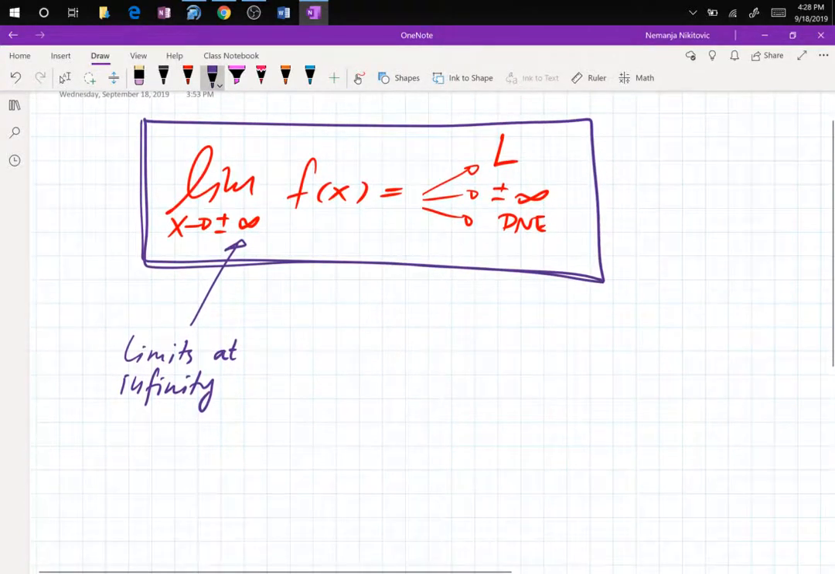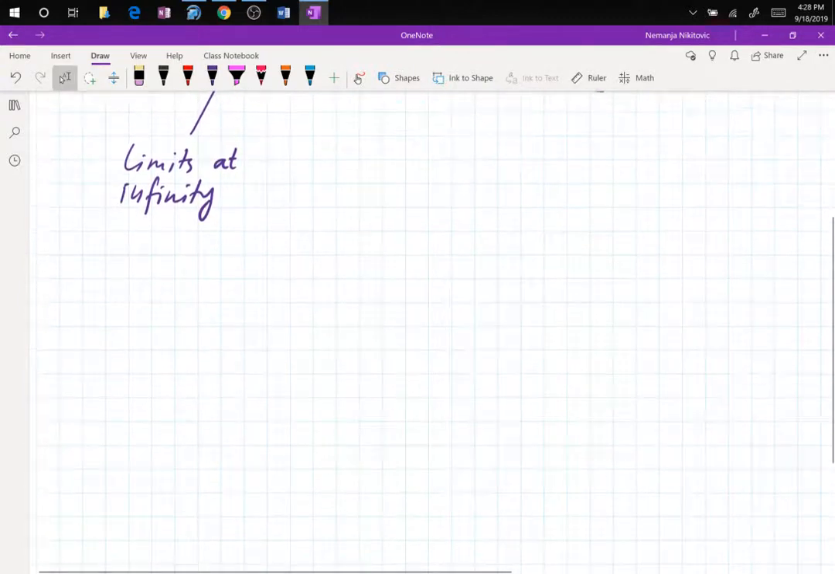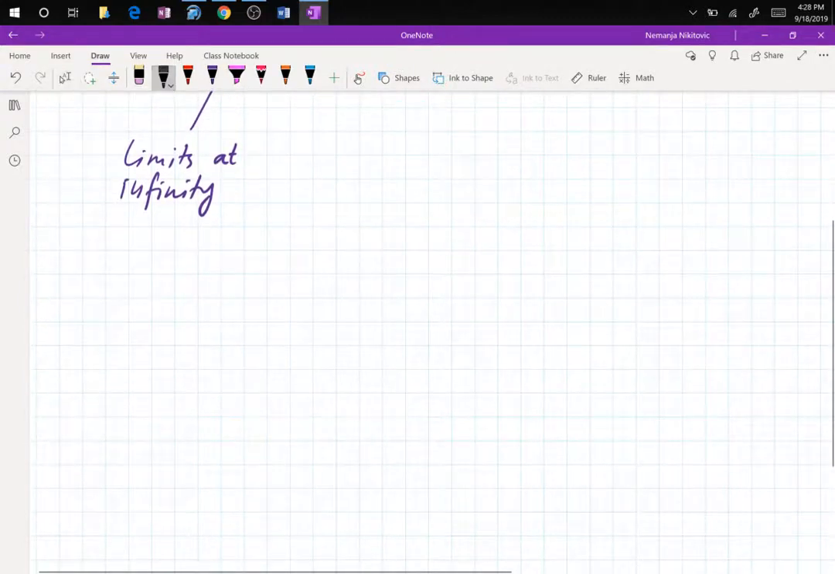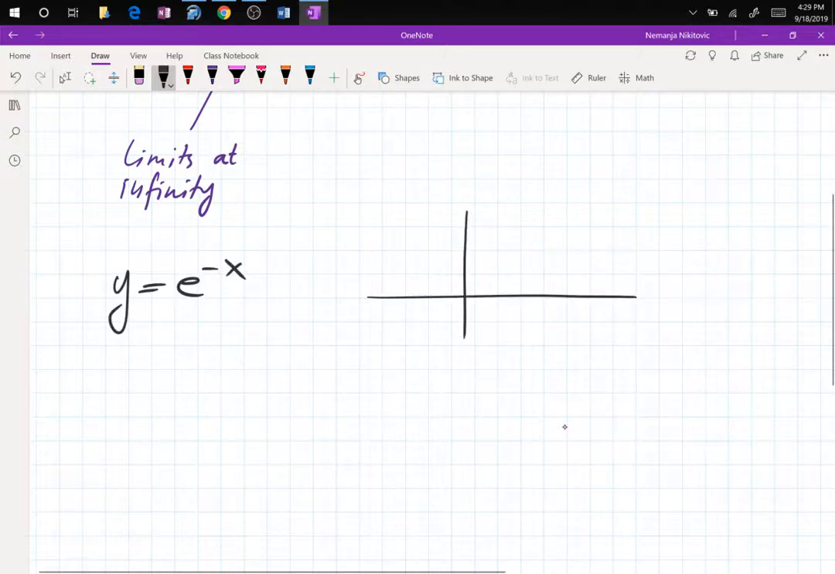To illustrate all three of these ideas, we can start by looking at your favorite function, e to the negative x. So that's a good one. Y equals e to the negative x. That is the decay function, decay graph.